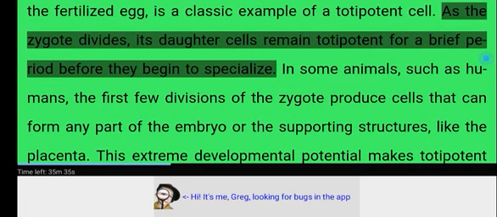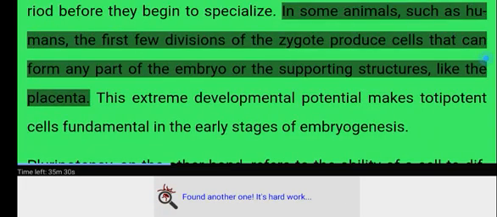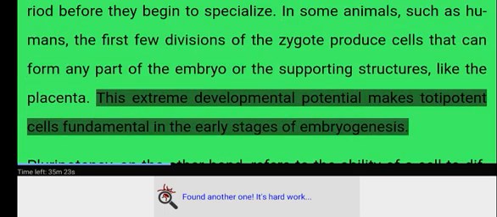As the zygote divides, its daughter cells remain totipotent for a brief period before they begin to specialize. In some animals, such as humans, the first few divisions of the zygote produce cells that can form any part of the embryo or the supporting structures, like the placenta. This extreme developmental potential makes totipotent cells fundamental in the early stages of embryogenesis.